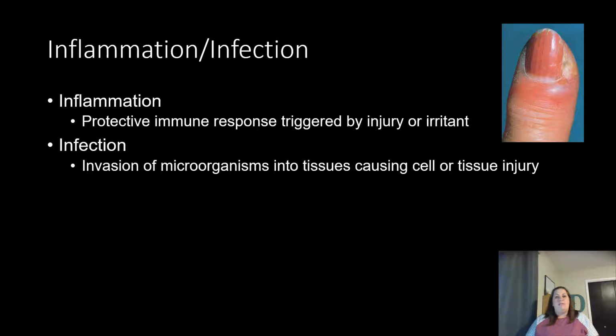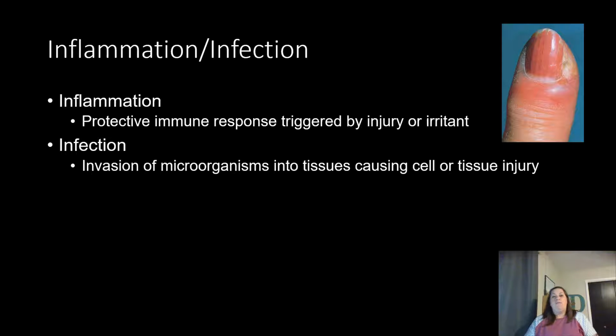Now, infection's a little different. Infection is where an invasion has happened by a microorganism into this tissue. This invasion is what's causing cell and tissue injury, which does result in inflammation. But you guys, you can have inflammation without infection. You normally can't have infection without inflammation. All right. And so inflammation does not necessarily mean it's infected when we have a type of wound or injury.